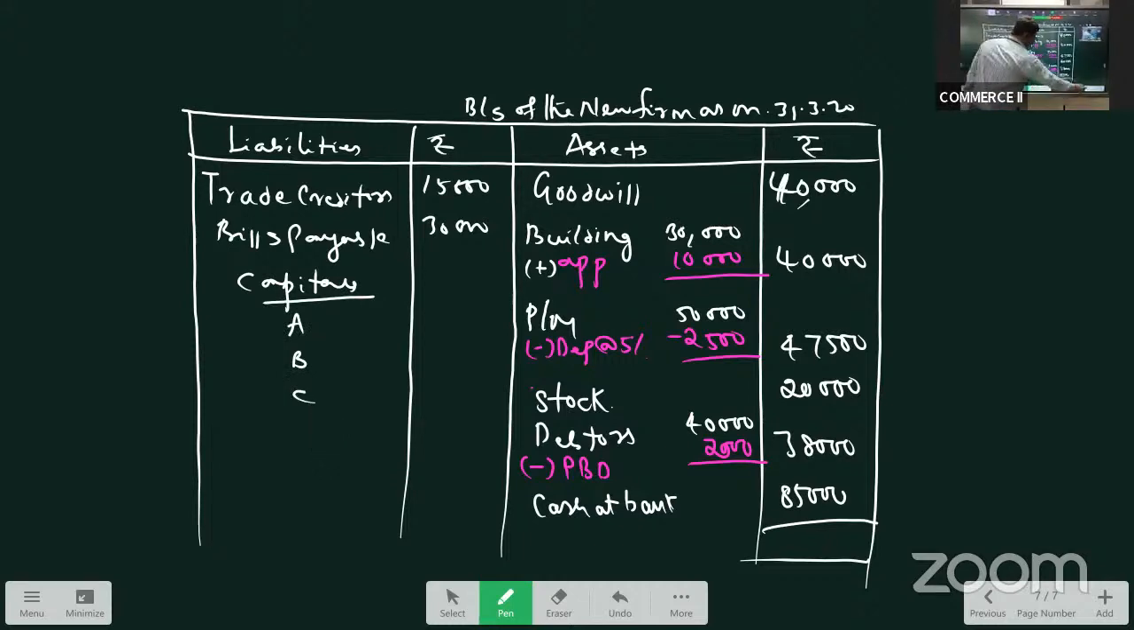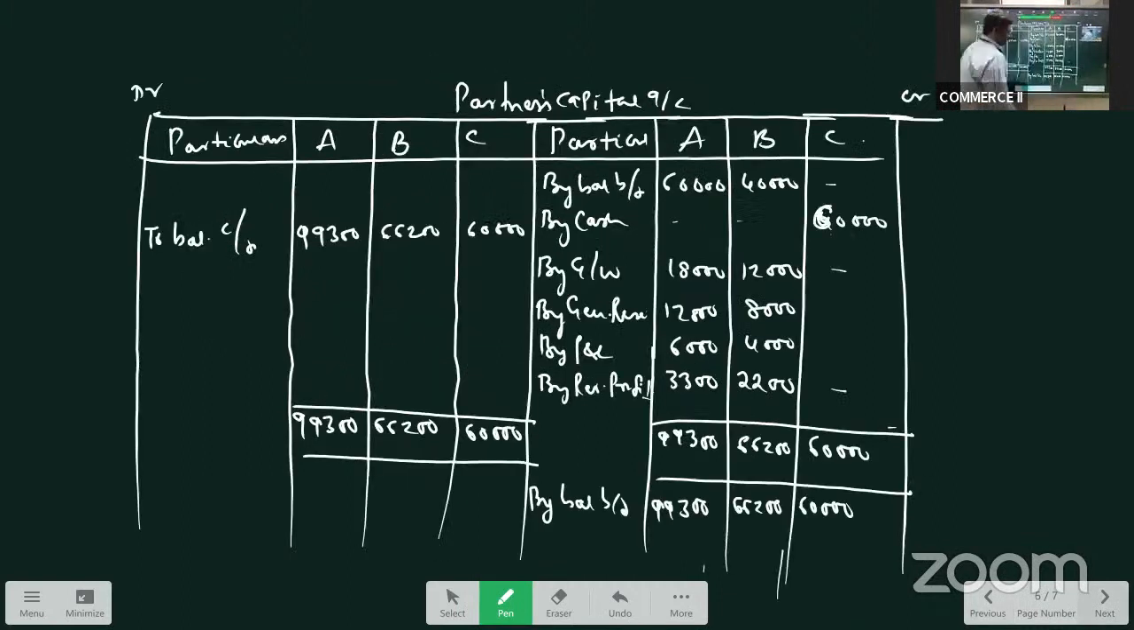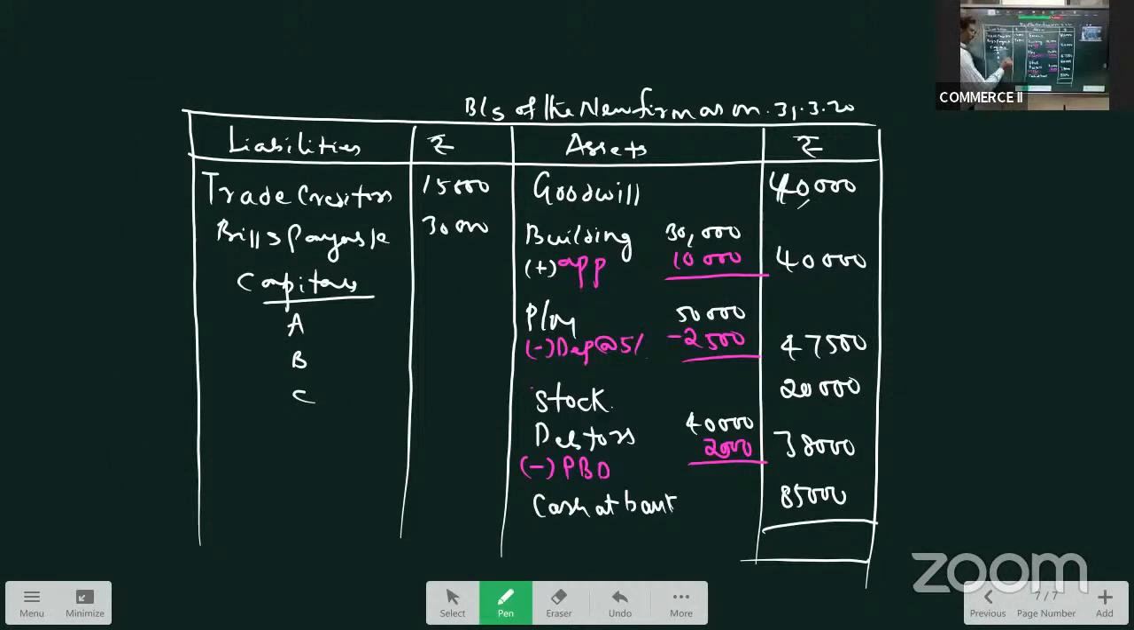We have prepared their capital accounts, no? What did we get? We got 99,300, 66,200, and 60,000, the capital of the new partner.